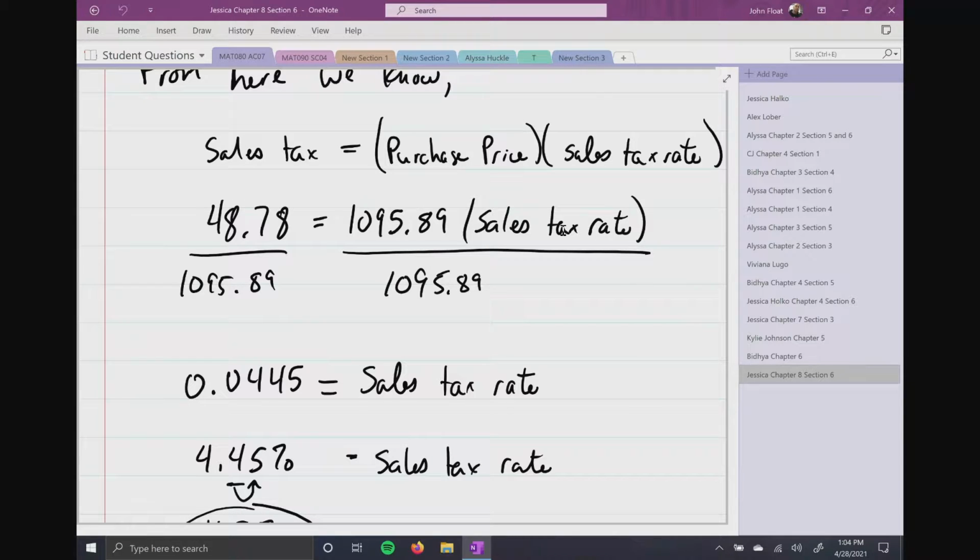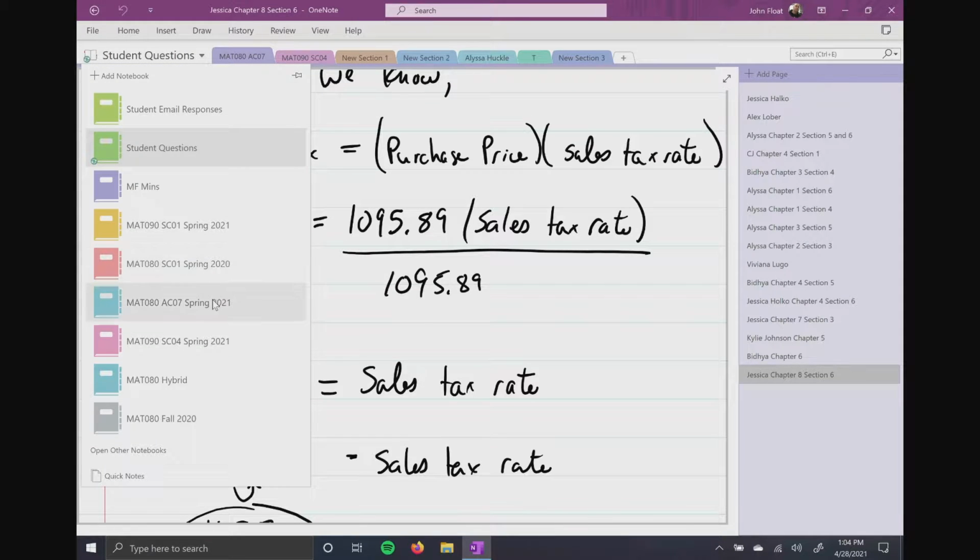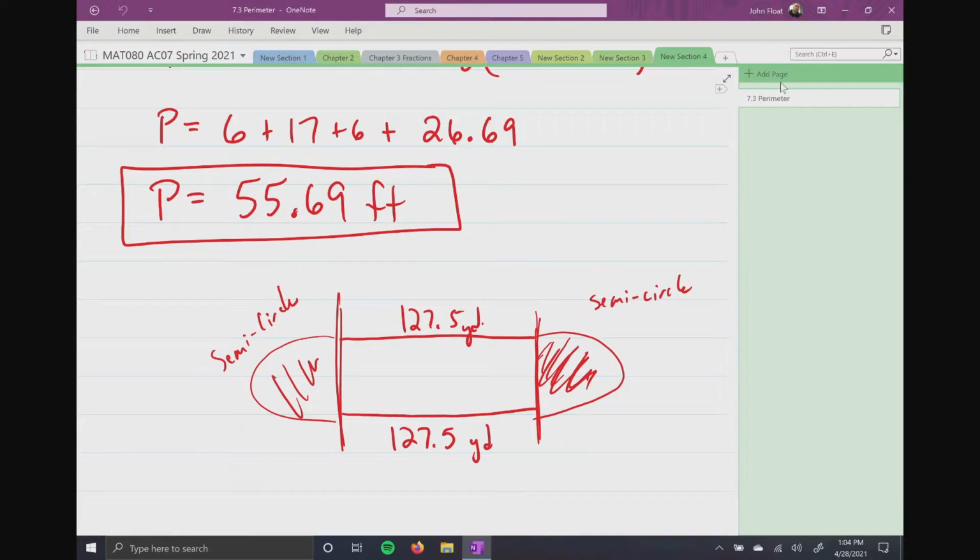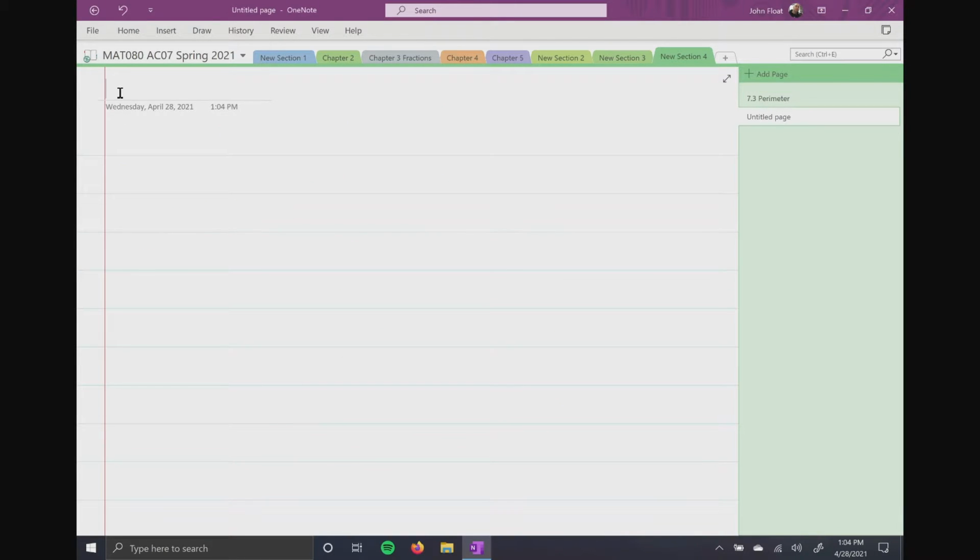So let me go ahead and do this and then share. Okay. I was answering student questions. So if you sent me a question, check your email. Let me see. We are in AC07. Okay. 7.3 area. 7.4. Oh, man. Come on. Here we go. My keyboard wasn't turned on.